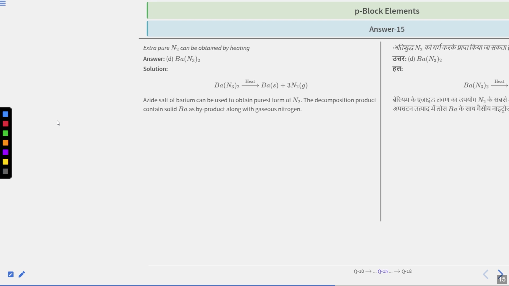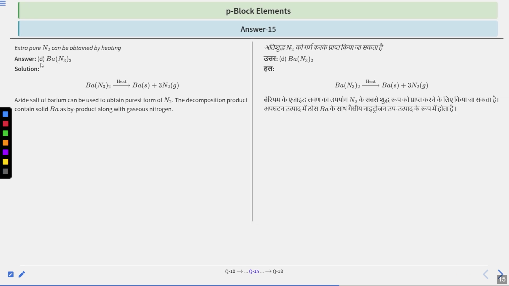Okay, let's see. The correct answer is option D, that is Ba(N3)2. This will be the reaction following: Ba(N3)2 on heating gives us Ba atom plus 3 molecules of N2, or you can say N2 gas.